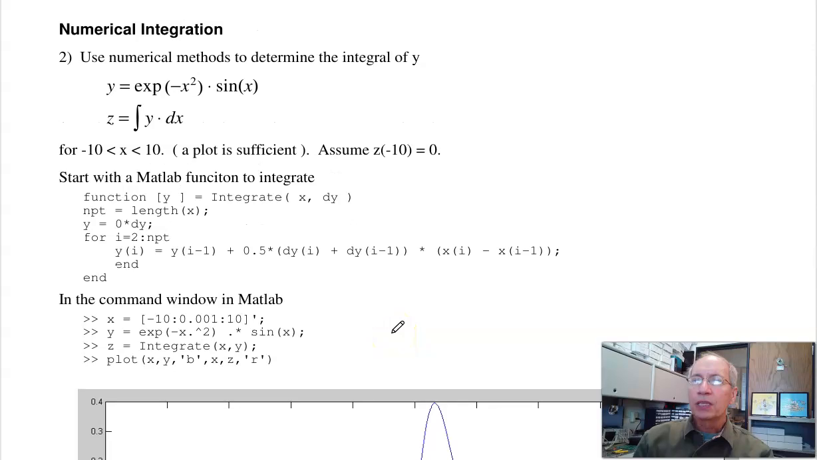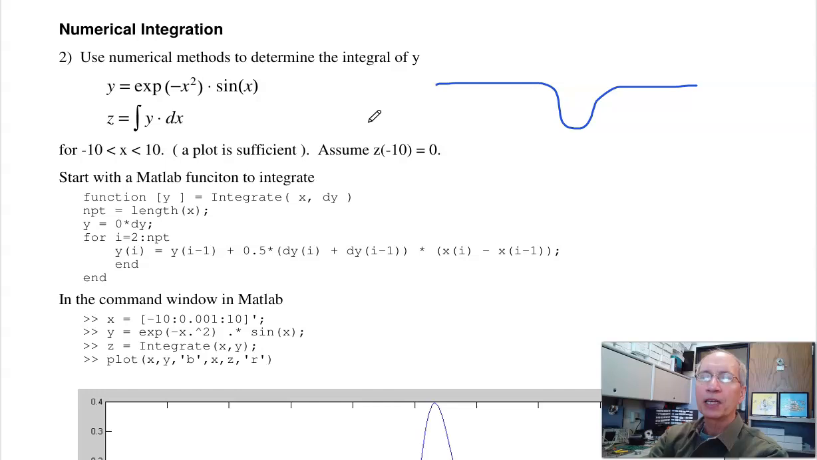Problem number 2 is using Matlab for numerical integration. So here's a function, e to the minus x squared sine of x. I can plot that in Matlab. It kind of looks like this. What is the integral of that? Well, when you take calculus 2, you'll be able to calculate that by hand, come up with the equation for the integral. With Matlab, I don't really need to know how to do that.